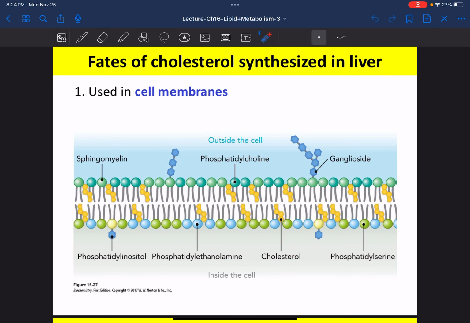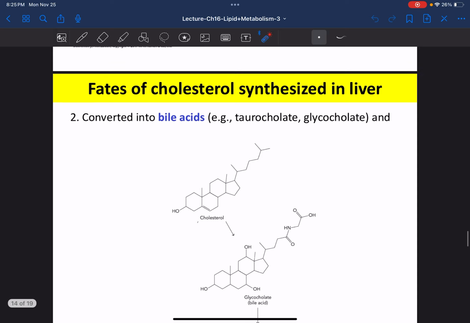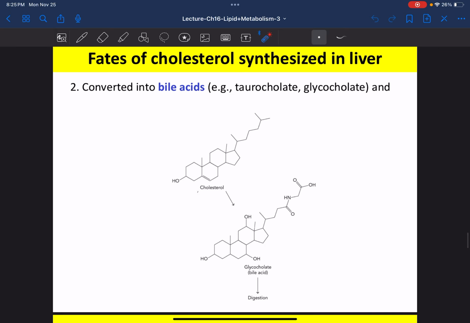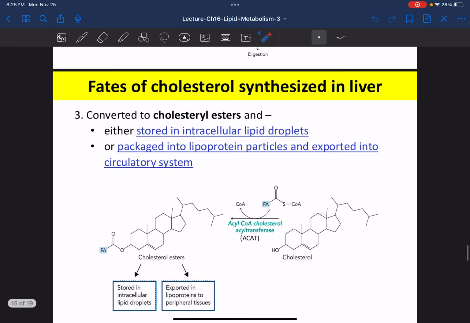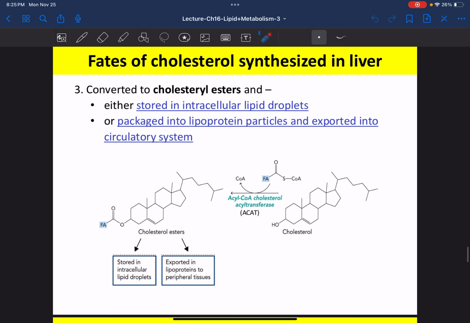So there are 3 fates of cholesterol synthesized in the liver. The first being used in cell membranes, the second being converted into bile acids, or the third being converted to cholesterol esters and either stored in intracellular lipid droplets or packaged into lipoprotein particles and exported into the circulatory system.